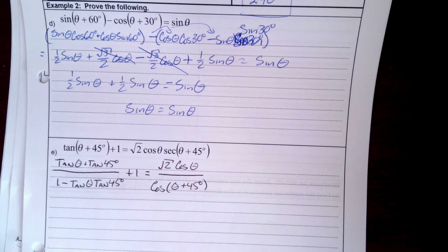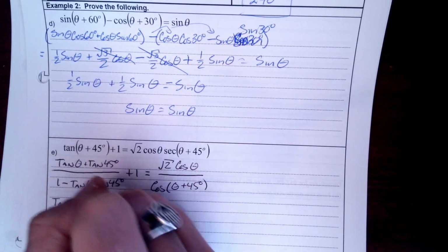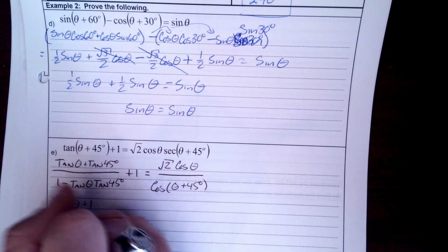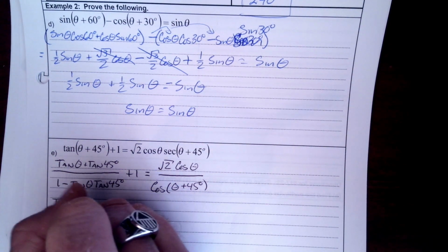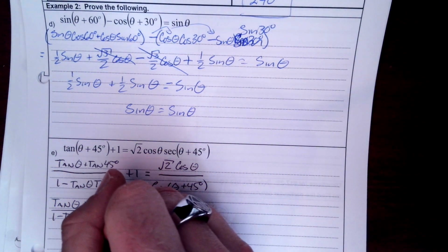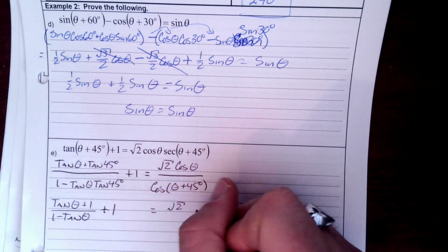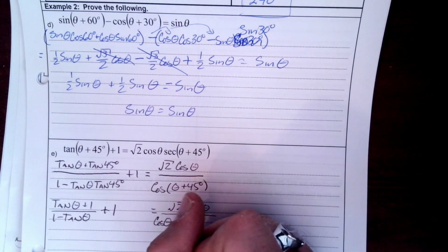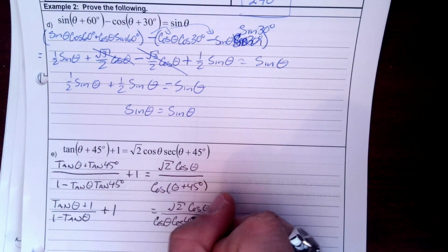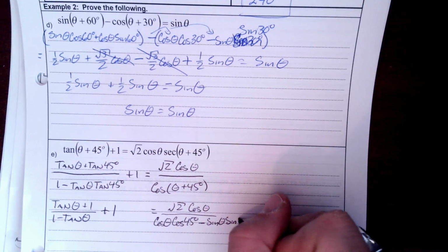We can also look at the unit circle to see that the tangent of 45 is 1, so we can use that to simplify a little bit. We have the tangent of theta plus 1 over 1 minus the tangent of theta times 1, which would be 1 minus the tangent of theta, plus 1 is going to equal root 2 times the cosine of theta over the cosine of theta times the cosine of 45 degrees minus the sine of theta times the sine of 45 degrees.